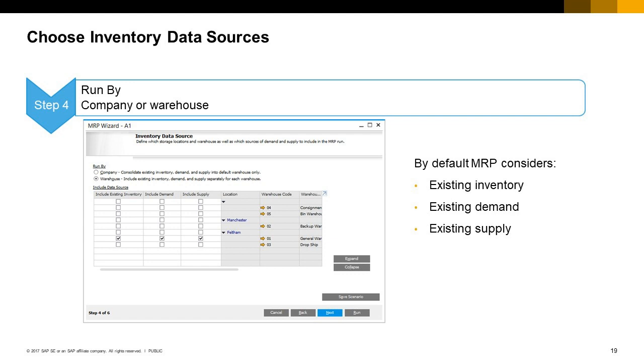If you choose company, it will consolidate the existing inventory, demand, and supply for all warehouses and make recommendations to the default warehouse for the item. If you choose warehouse, it calculates the values separately for each warehouse.